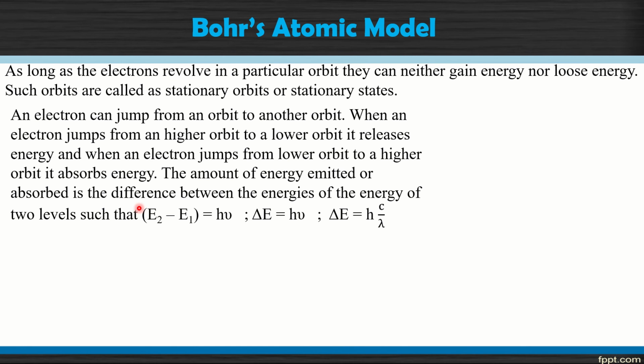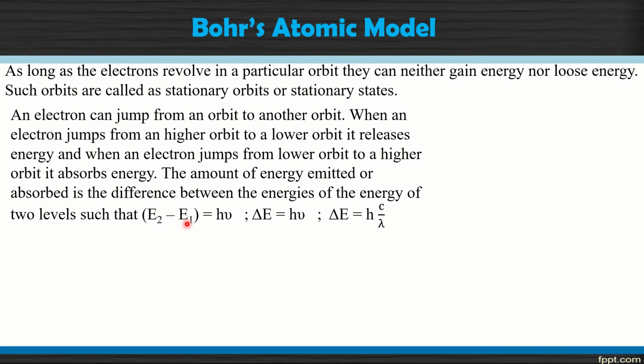The amount of energy that is emitted or absorbed is the difference between the energies of the two levels, such as E2 minus E1 equal h nu. That means the energy that is emitted or absorbed by an electron is h nu, and h nu equal the difference of the energy levels E2 minus E1. Remember, always the energy of the higher shell is more. That means the energy of the L shell is more than the energy of the K shell. In the same way, the energy of the M shell is more than the L and K shells, and so on.